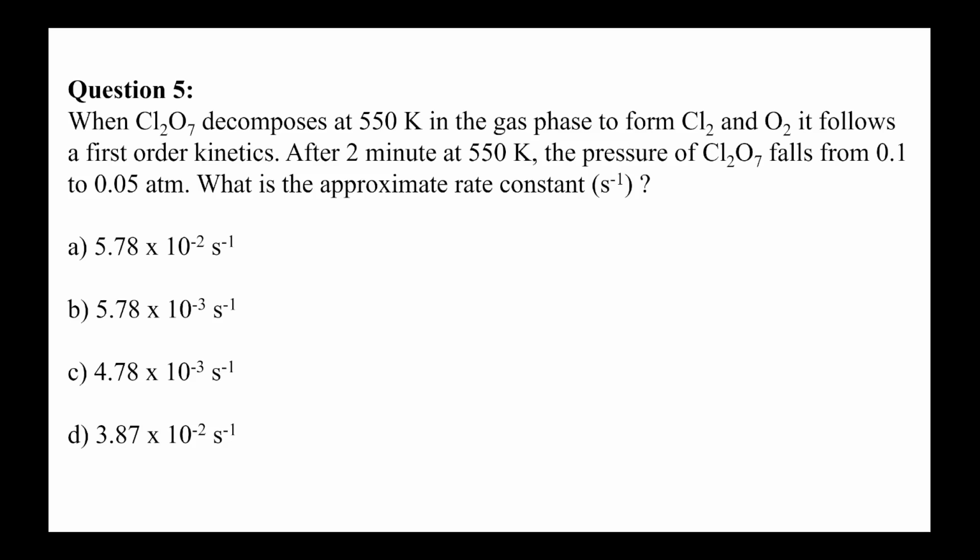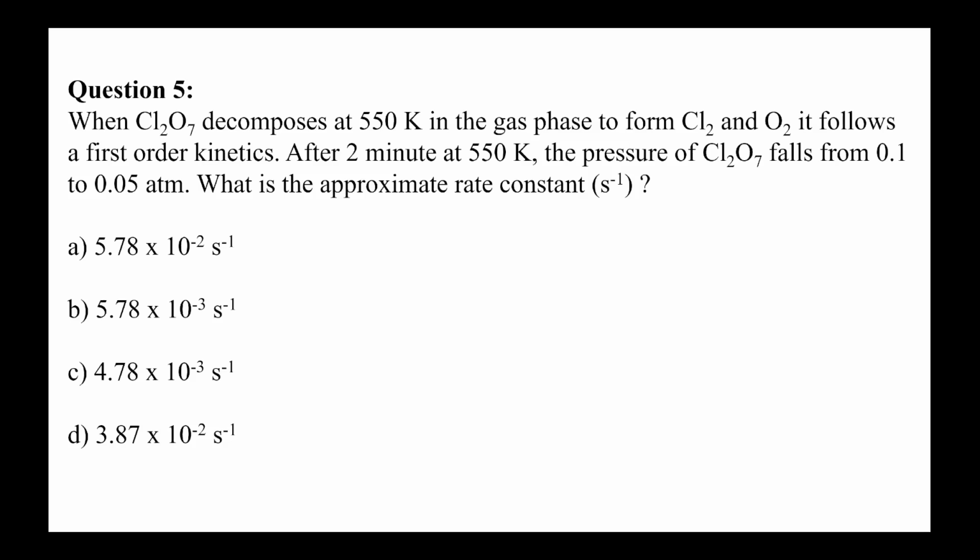Okay. Moving on to the next question, question number 5. When Cl2O7 decomposes at 550 Kelvin in the gas phase to form chlorine and oxygen gas, it follows first order kinetics. After 2 minutes at 550 Kelvin, the pressure of Cl2O7 falls from 0.1 to 0.05 atmosphere. What is the approximate rate constant? So you have to calculate the rate constant. The reaction order is given as first order kinetics. So use the first order rate equation.